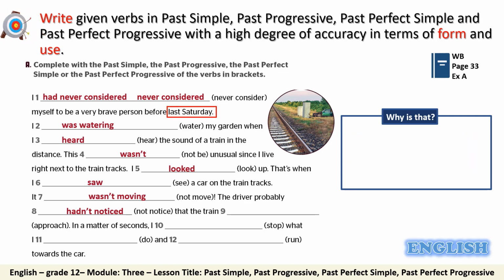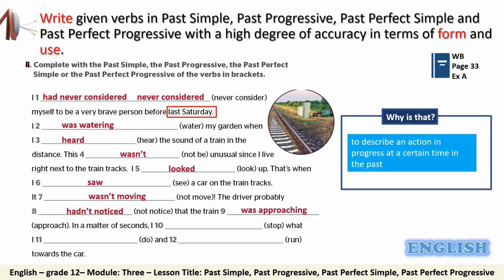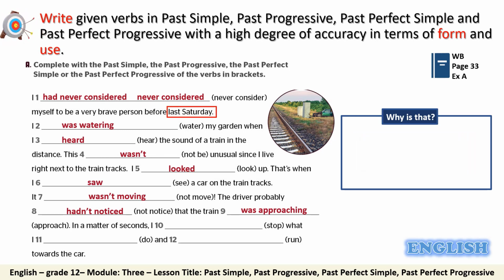As for space 9, the best answer is, very good, was approaching. And we choose the past progressive here. Excellent, because the action was in progress at a certain time in the past.